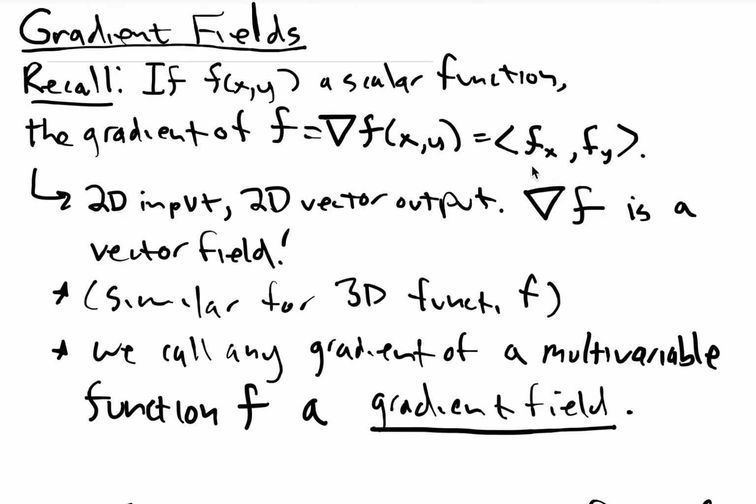Whenever we took the gradient, we had a vector that had a whole bunch of scalar functions on the inside of it. So basically, the gradient is a vector field. So just to note that, again, if you have a scalar function of 2 variables, your gradient field is going to spit out a 2D vector. If you have a scalar function of 3 variables, it is going to spit out a 3D vector. And we call these things gradient fields.